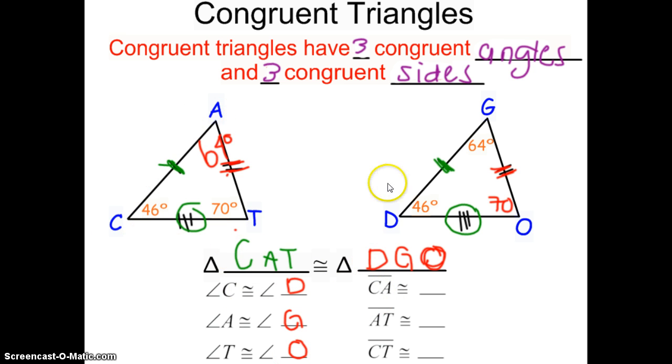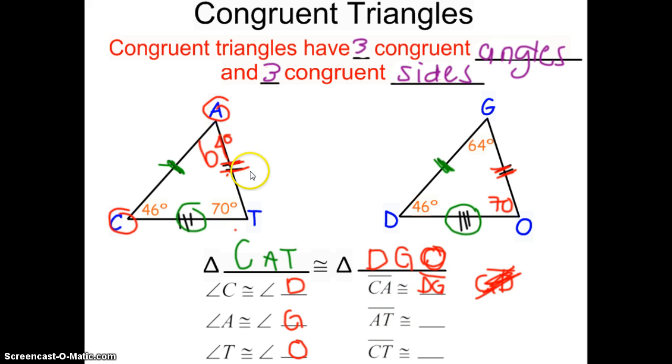CA is congruent to DG. Now be careful. If you wrote this as GD, you would be incorrect. When we said CA, we started with C and we went to A. We started at the 46 degree angle and went to our 64 degree angle. Here we're starting at our 46 degree angle and we're ending at our 64 degree angle. So you have to make sure you're staying consistent.